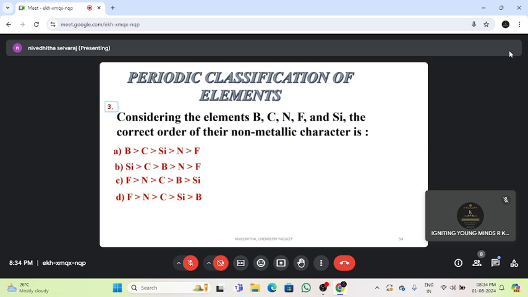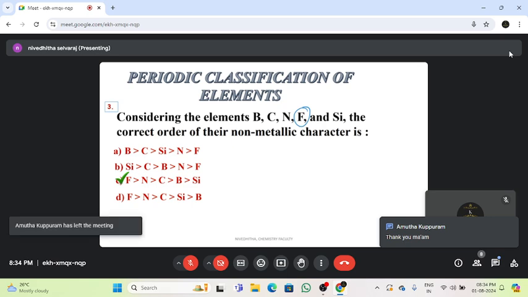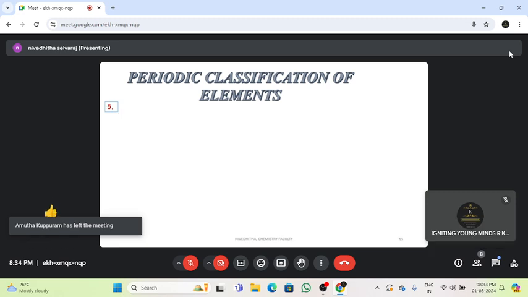Option C, ma'am. Okay, option C. Fine, it is option C. Because what is considered to be non-metal? The elements which are present at the rightmost corner, right? So among these elements, fluorine is present in the rightmost corner. So based on the position itself, we can tell the proper order, right? Shall we move on to the next question? Yes, ma'am. Okay.